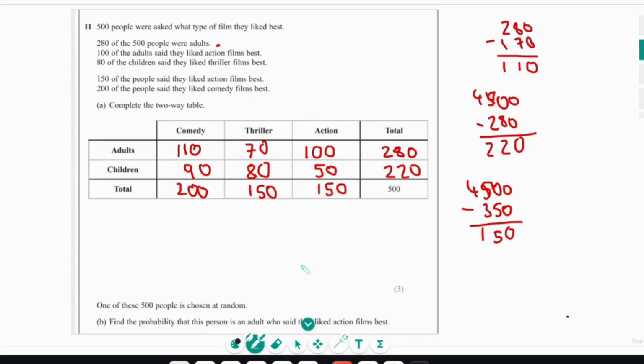One of these 500 people is chosen at random. Find the probability that this person is an adult who said they liked action films the best. So an adult who liked action films, it's 100 out of a total of 500. It doesn't ask us to simplify. If you have simplified it to 1 over 5, that is absolutely fine.